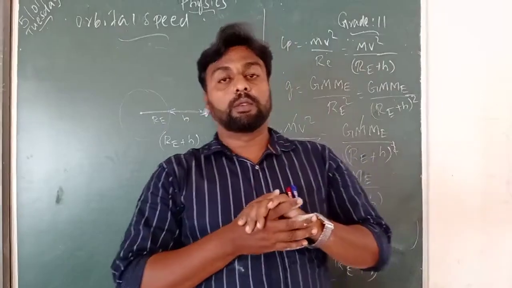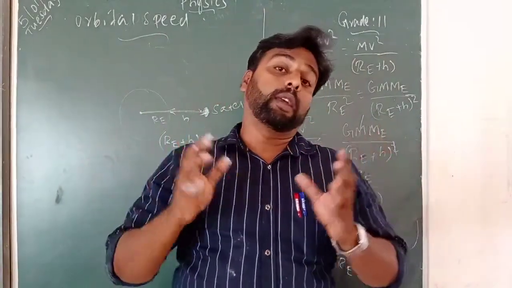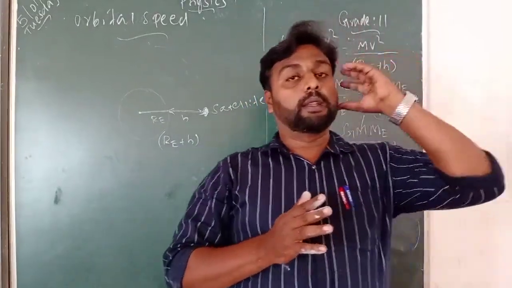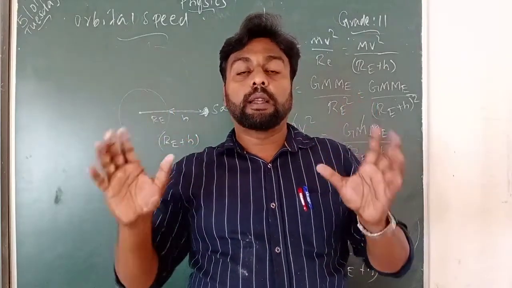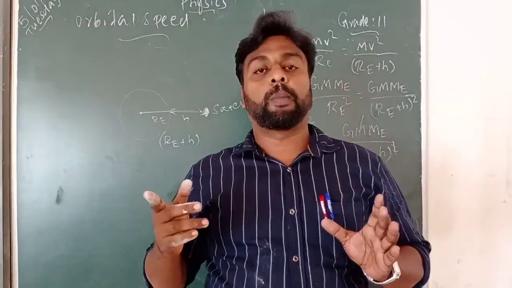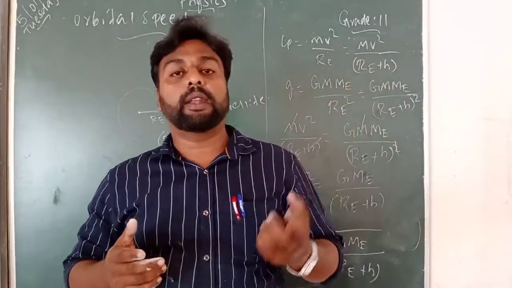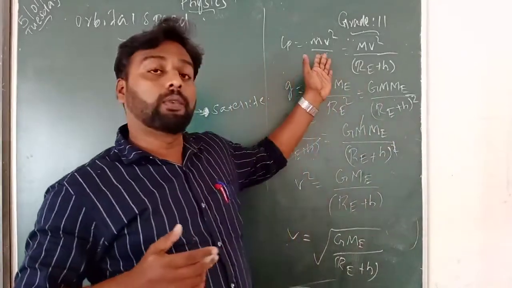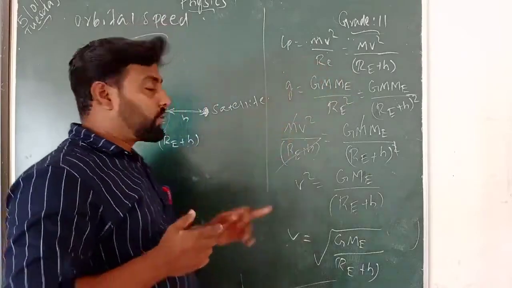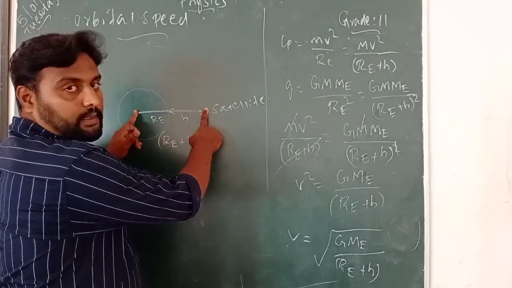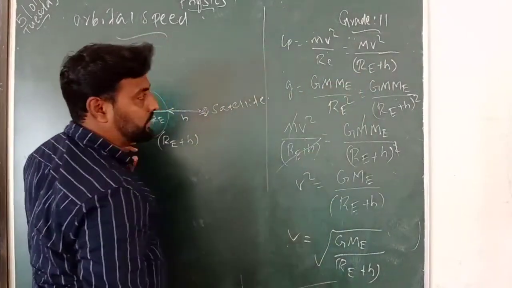Orbital speed finding. Assume that one object, this satellite, is revolving around the Earth. When this satellite revolves around the Earth, it has some centripetal force to revolve. And this centripetal force is provided by the gravitational force. And the centripetal force, we know, is mv square by r. So here r means what? The radius means this much distance, Re plus h.